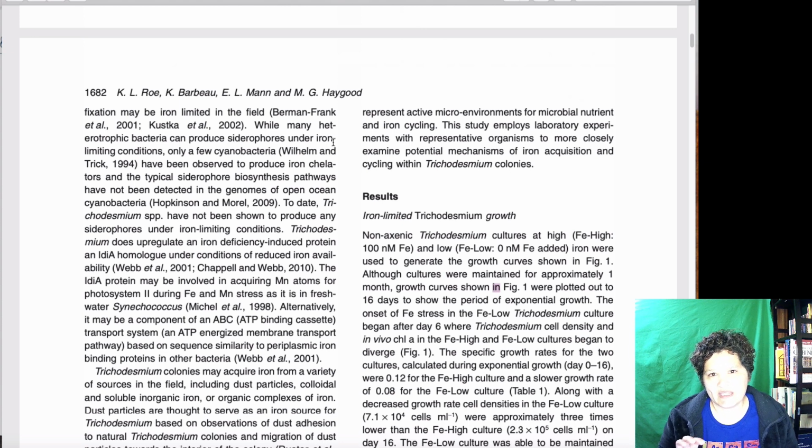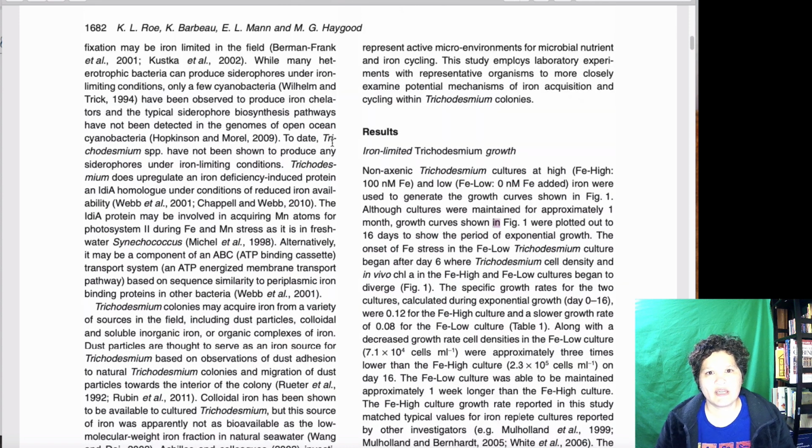Now, if you look at that last sentence and then you go back and you look at all of the other sentences in that paragraph, you will see how they support that particular statement. Representative organisms, which are associated with trichodesmium colonies, well, that whole paragraph talked about organisms associated with trichodesmium colonies, and iron acquisition.